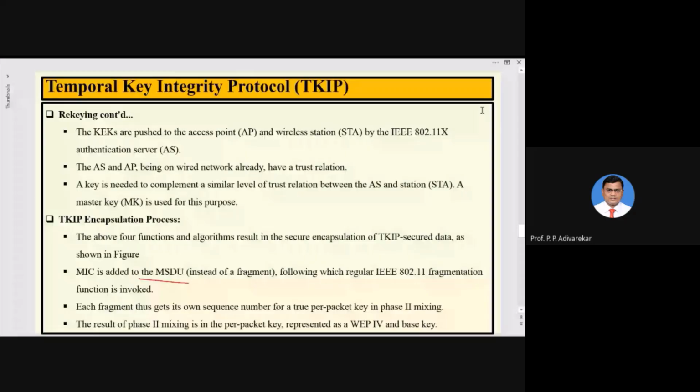Each fragment gets its own sequence number. The MSDU is a summation of MPDUs, and MPDUs are nothing but the fragments of the total data. MSDU stands for MAC Service Data Unit, and MPDU is MAC Protocol Data Unit. So packets are fragments of a data unit. The MPDU is a part of the MSDU. The MSDU is the whole data, whereas the MPDU is a single packet.